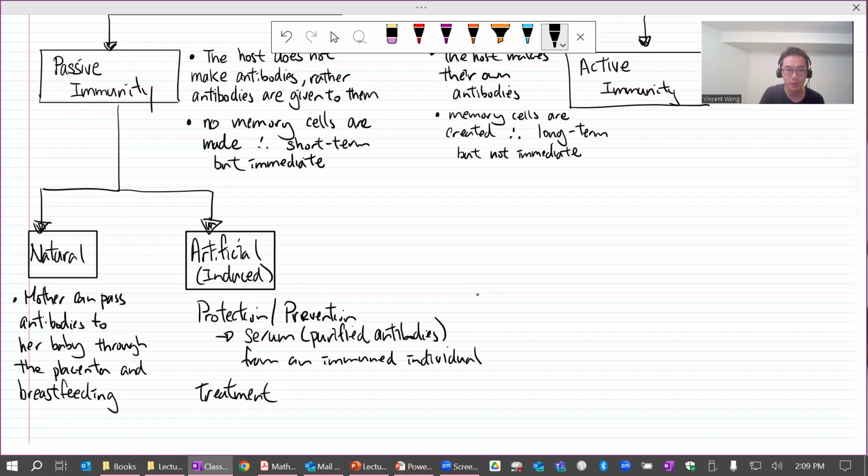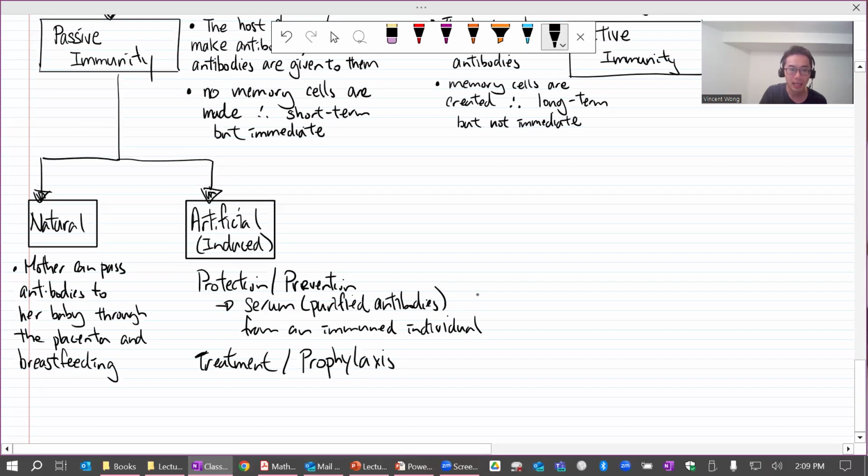It can also be used as treatment, or, what's the word I'm looking for, prophylaxis. Prophylaxis means just in case. I'll give you an example. This is a real life example.